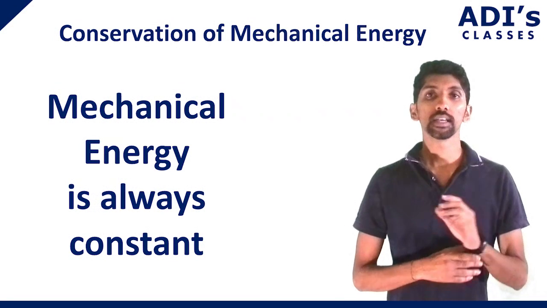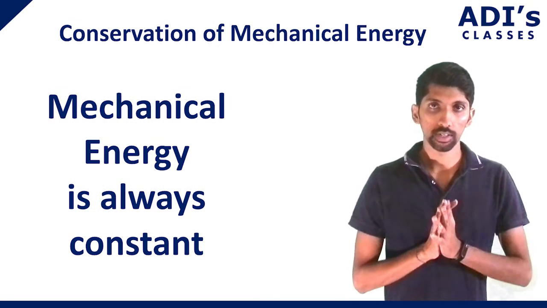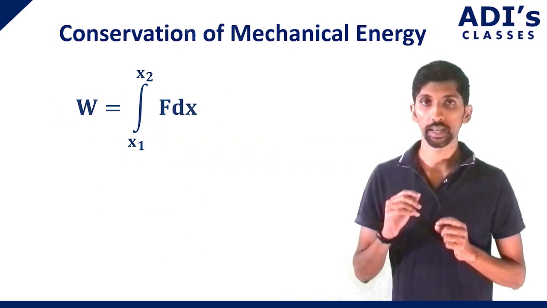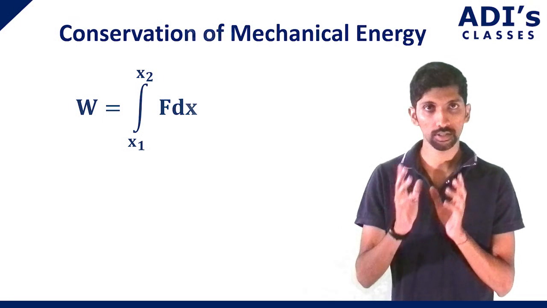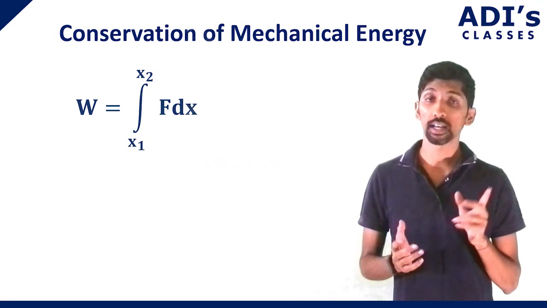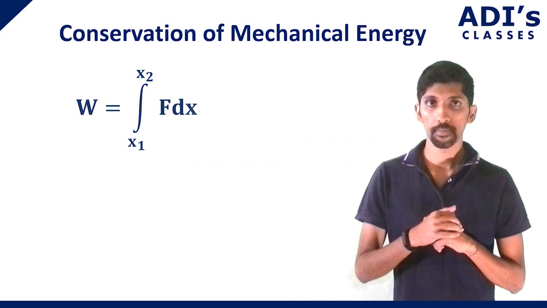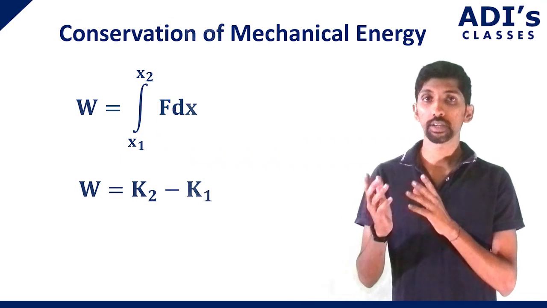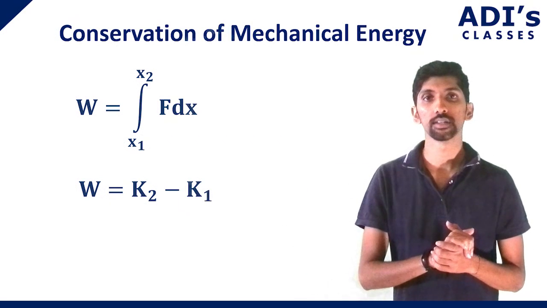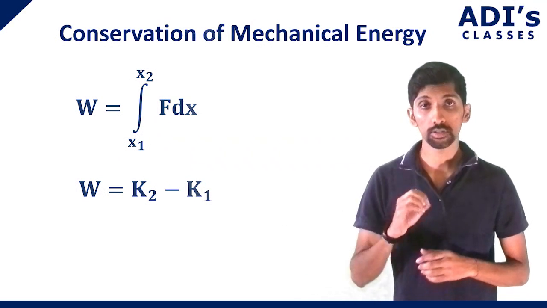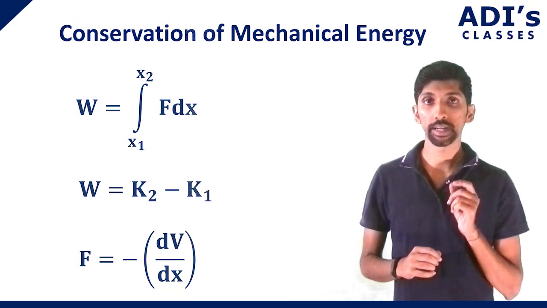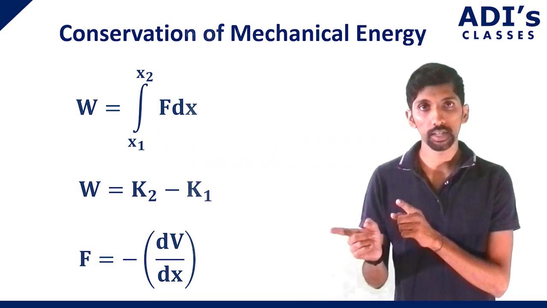See, when you take the work done formula, W is equal to the integral of F dx from x1 to x2, right? So this is the general formula. Now, this is nothing but the change in the kinetic energy, the work energy theorem. So we have W is equal to K2 minus K1, the final kinetic energy minus the initial kinetic energy. And just now we also derived one more formula, that is F is equal to minus dV by dx, correct? So we substitute that in the formula.